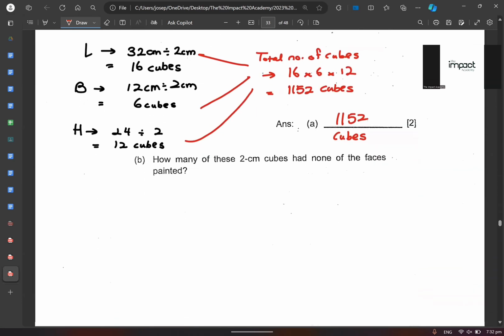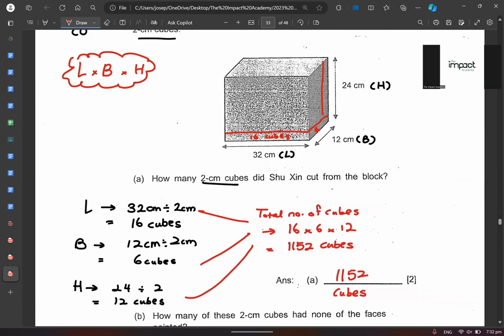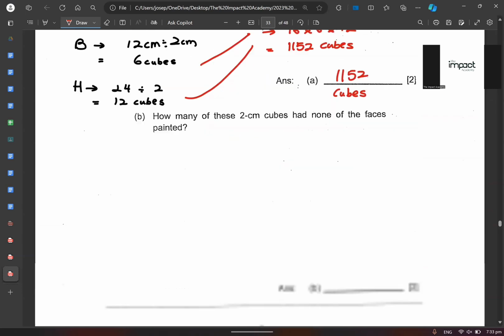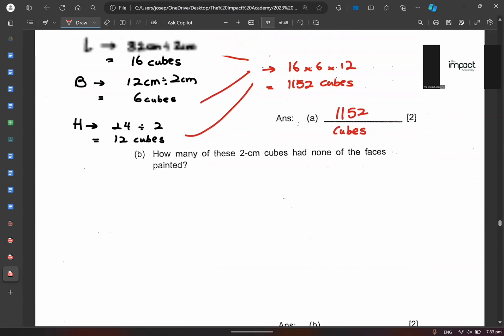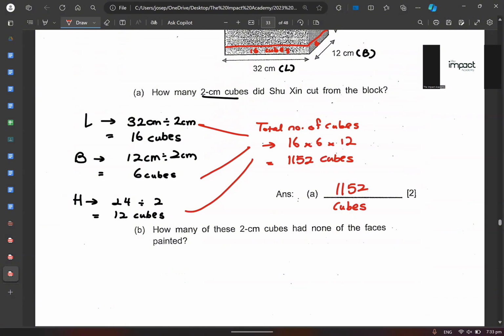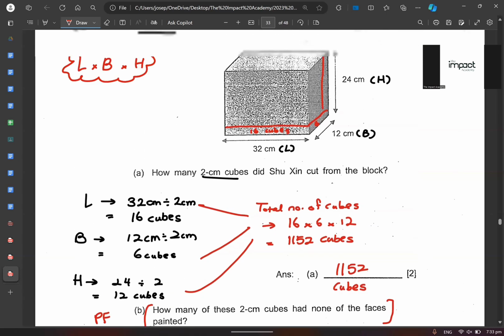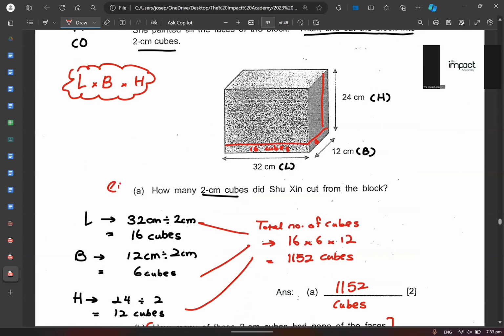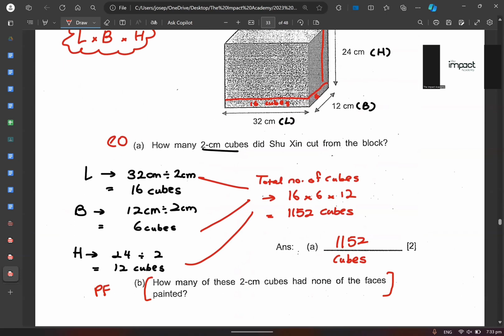Okay, let me explain to you in the second part. This is where the painted faces come in, and a lot of students just go, oh my goodness, how to do? Easy. I'll explain to you why. Now, don't get nervous when you see these kinds of questions, because this is a PF question. What is a PF? Just now I talked about painted faces. The first one is a cutout. Cutout, you always do it this way.